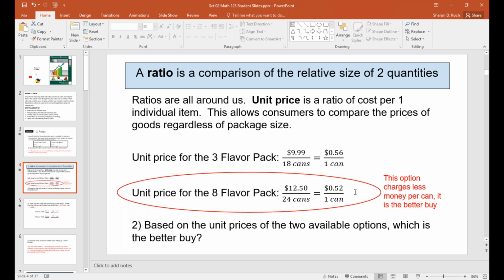Now be careful in the grocery stores, sometimes it's not the better deal to get the bigger one. And that's where it's a good thing to be able to look at those unit prices that they post there, or to calculate it yourself.